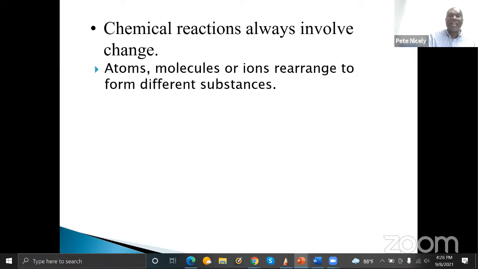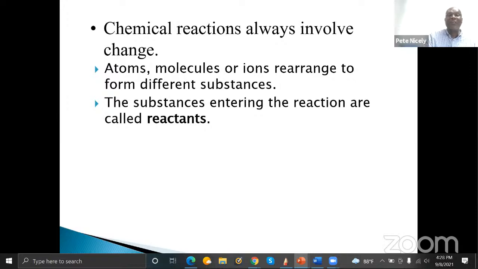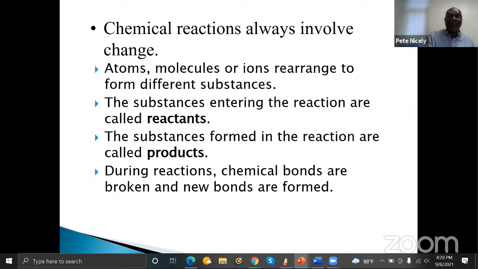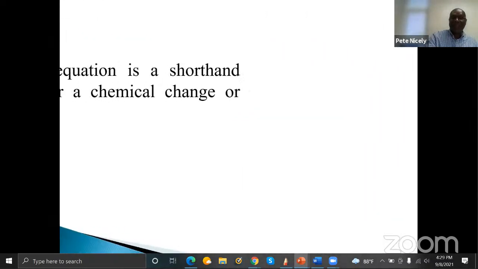All right. So we all know that in a chemical reaction, there's a change. You have atoms, molecules, and ions rearranging and combining in different ways to form different substances. So some terminology here that you need to be familiar with. The substances that are entering the reaction, these are called the reactants, right? So the reactants are basically the substances that react. And then the substances that are formed in the reaction, these are called the products, all right? And then, of course, as you go from reactants to products, you have a lot of things happening, mainly the breaking and the formation of bonds, right? That basically summarizes what happens in every chemical reaction.